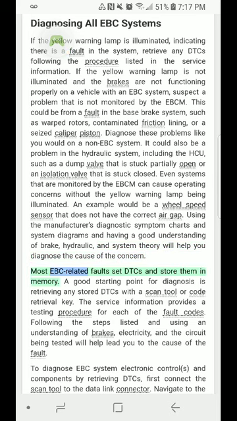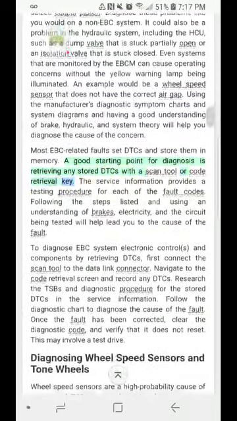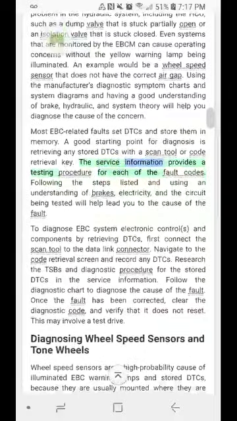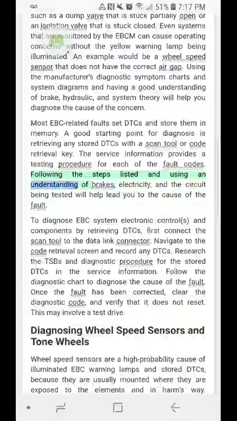Most EBC-related faults set DTCs and store them in memory. A good starting point for diagnosis is retrieving any stored DTCs with a scan tool or code retrieval key. The service information provides a testing procedure for each of the fault codes. Following the steps listed and using an understanding of brakes, electricity, and the circuit being tested will help lead you to the cause of the fault.